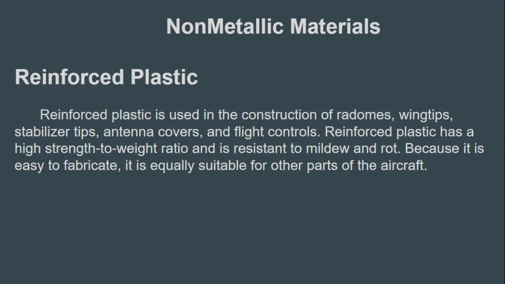Reinforced plastic. Reinforced plastic is used in the construction of rod arms, wing tips, stabilizer tips, antenna covers, and flight controls. Reinforced plastic has a high strength-to-weight ratio and is resistant to mildew and rot. Because it is easy to fabricate, it is equally suitable for other parts of the aircraft.